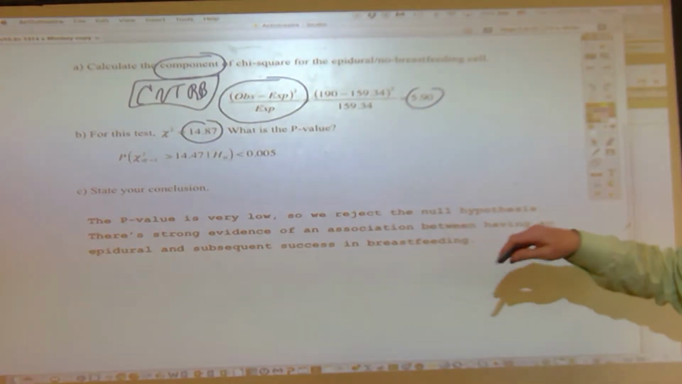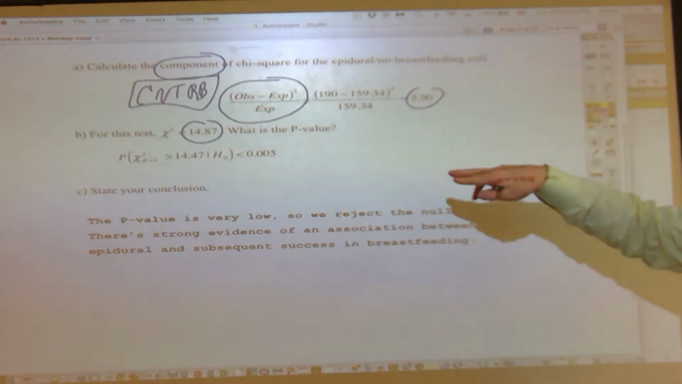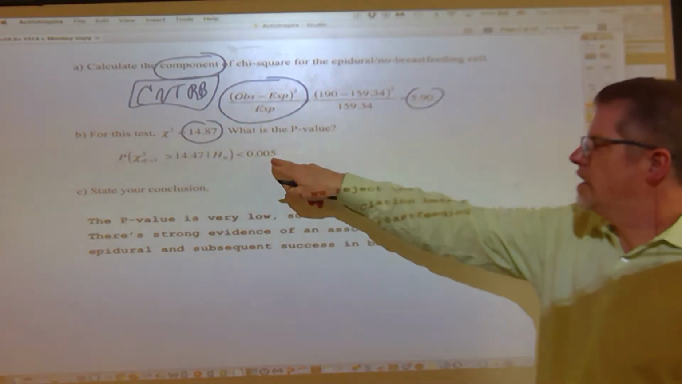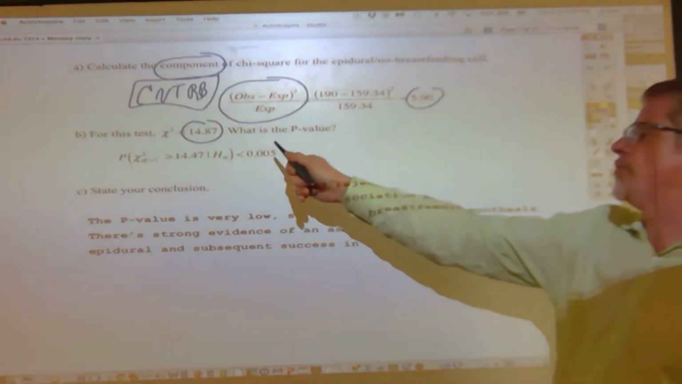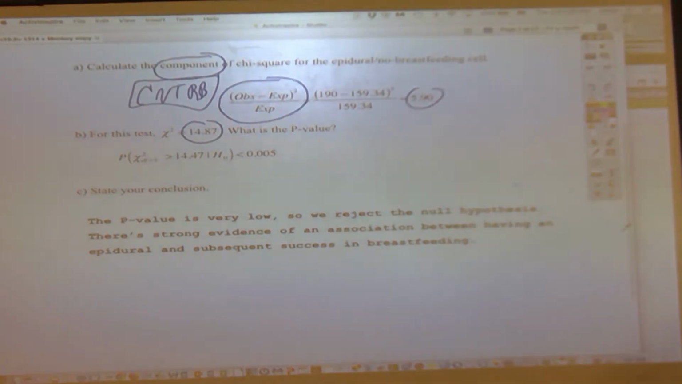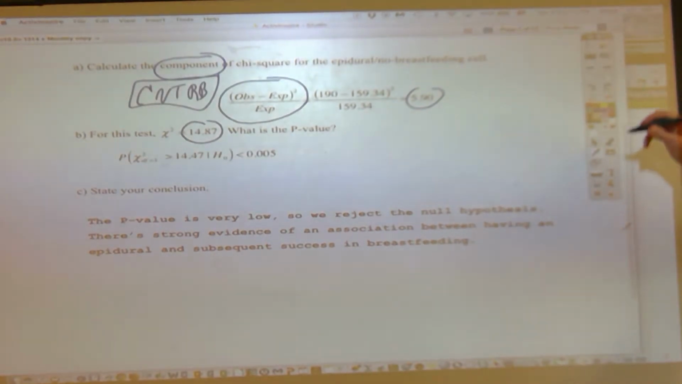So here's the conclusion. Since the p-value is low, less than 0.005, is what they said. They didn't report what it was, they just said whatever it is, it's less than 0.005. So we reject the null hypothesis. There's strong evidence of an association between having an epidural and subsequent success in breastfeeding.